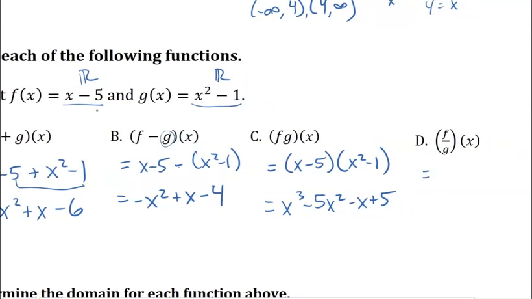So this is equal to f of x, which is x minus 5, over g of x, which is x squared minus 1. Now, I cannot reduce the x's because there is addition and subtraction. Let me make that super clear. Just because I have a variable, a common factor on the top and bottom of a fraction, if there is anything being added or subtracted, I cannot get rid of it.